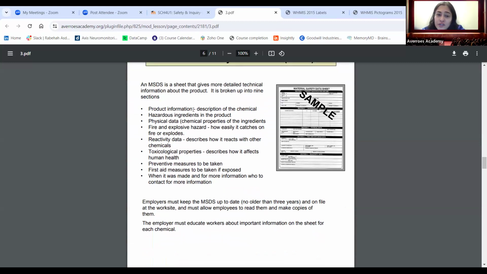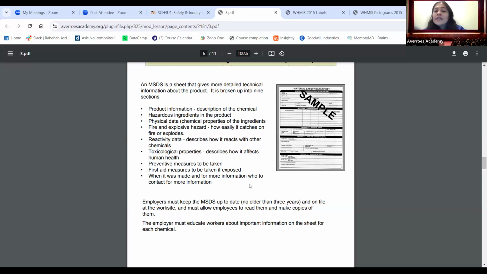You have your product information, hazardous ingredients in the product, physical data, and then you have your fire and explosive hazard, reactivity data, and toxicology properties. Then preventative measures to be taken, such as wearing gloves, having goggles on, and zipping up in a hazmat suit if it's highly toxic. And then first aid measures if you're exposed to it, when it was made, and who to contact for more information.